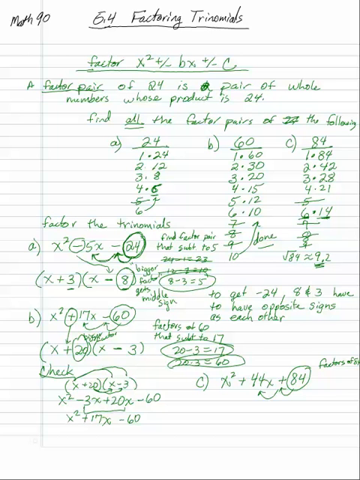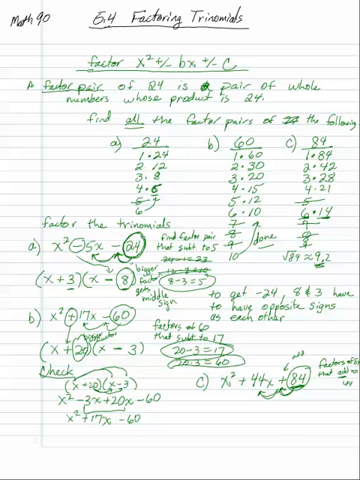Factors of 84 that add, so it's that last sign, the sign of C tells you if you add or subtract. So in problem A and B, you see that it was negative, so I subtracted the factors. Here, this is positive 84, so I'm going to add. This tells me add or subtract. So factors of 84 that add to 44.